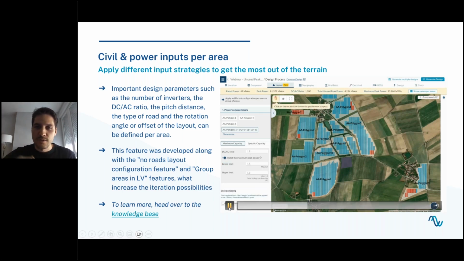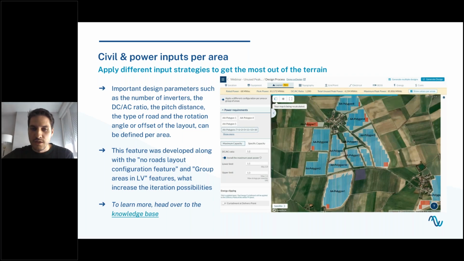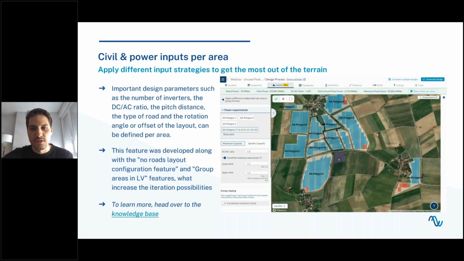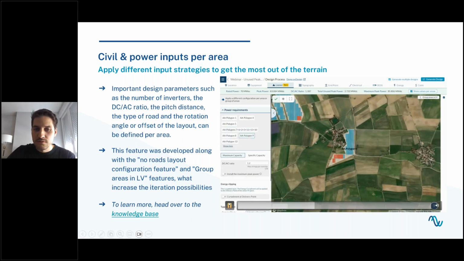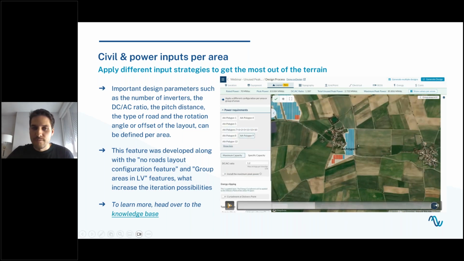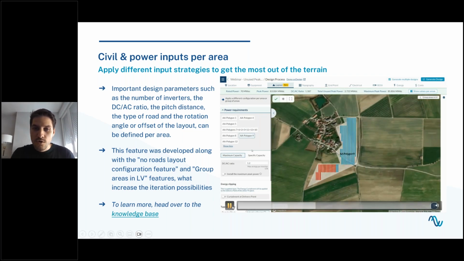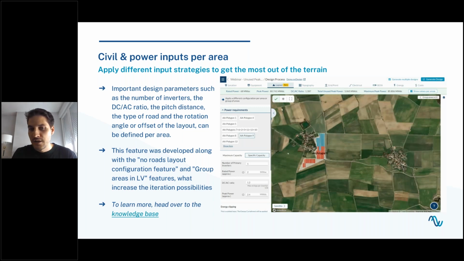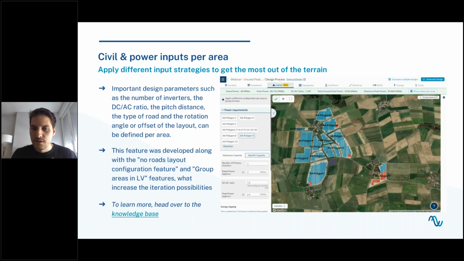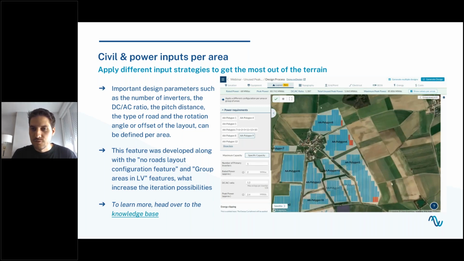I can, for example, install the maximum peak power because I would like to play with the DC to AC ratio. Then in this group of areas, I am playing with the DC to AC ratio only, and I am maximizing the production. Or, for example, I would like to choose the capacity of each group of areas in my layout. So I can do that.